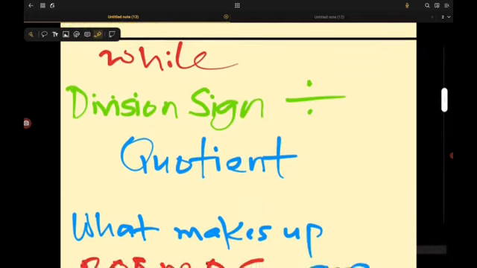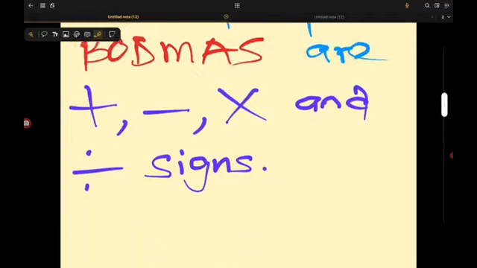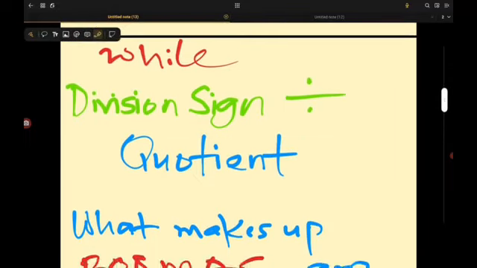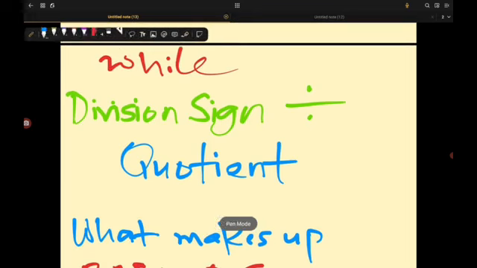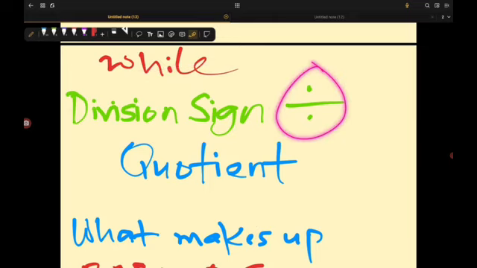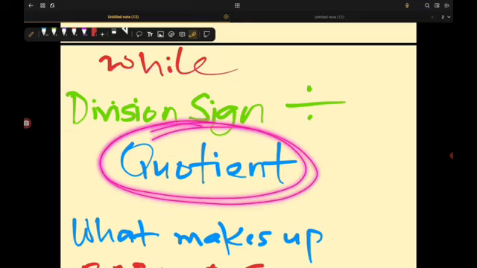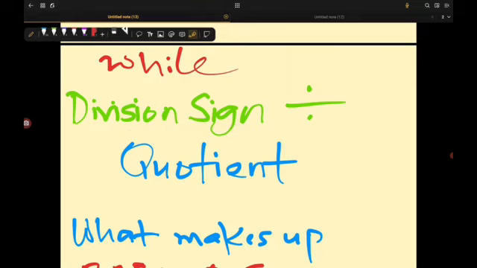The last but not the least is the division sign. Well, we just normally call it divide, the division sign. The division sign in mathematics is alternatively known as quotient. You can Google it, quotient. That's the number you will get when you divide a bigger number by a smaller number.